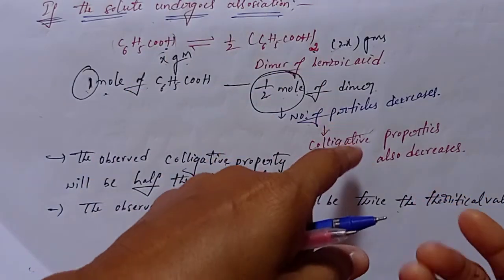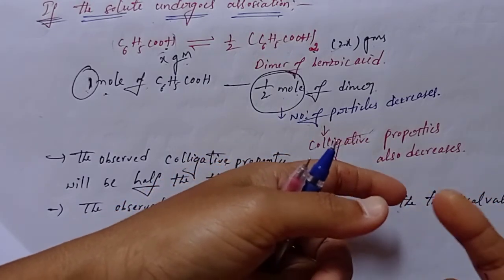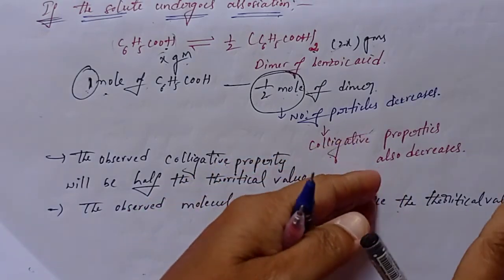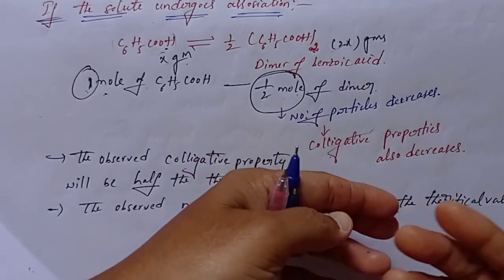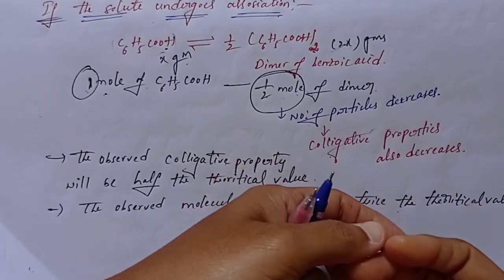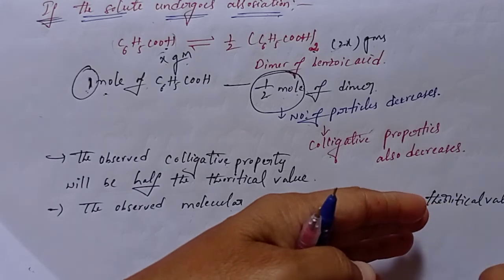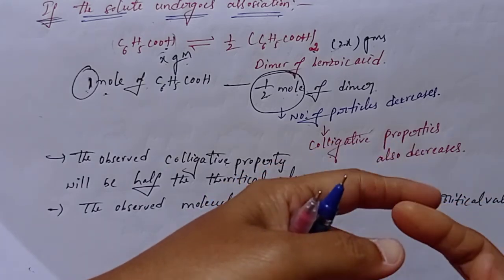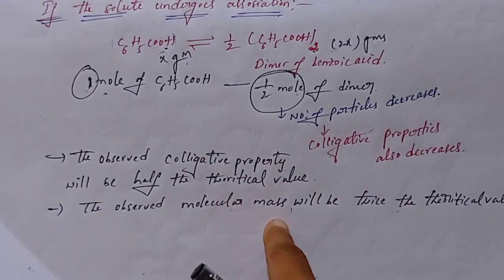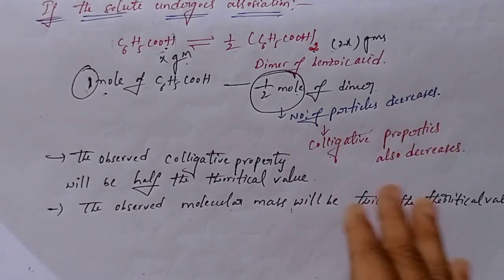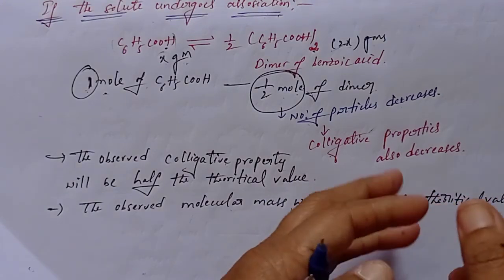In the case of dissociation, the molecular mass will be half the theoretical value. Are you following, students? So this is the abnormal molecular mass. That's why the solute should not undergo dissociation or association in the solution. That means the solute does not react with the solvent. If it undergoes dissociation or association, there is a change in the molecular mass, the number of moles of the solute, the colligative properties, and the molar mass also changes. That's why it is called abnormal molecular mass.